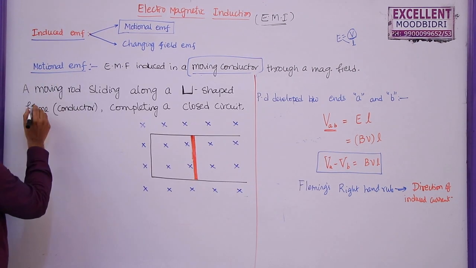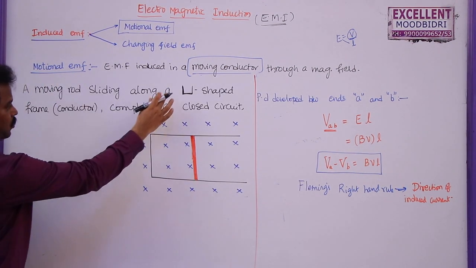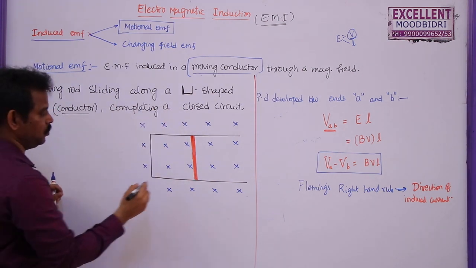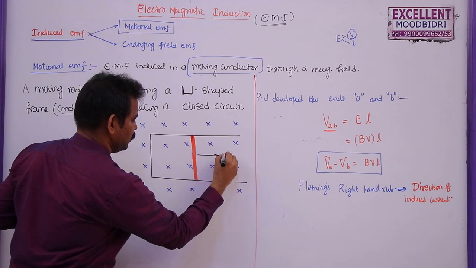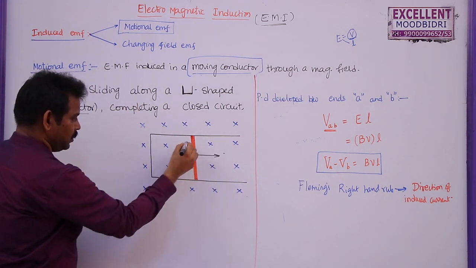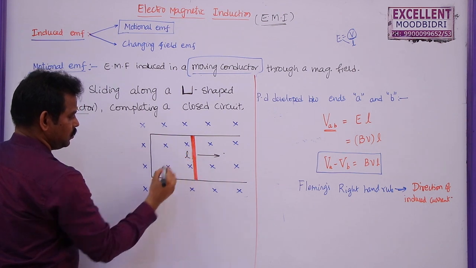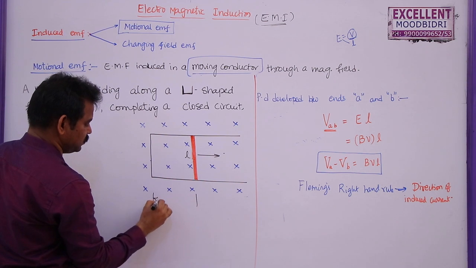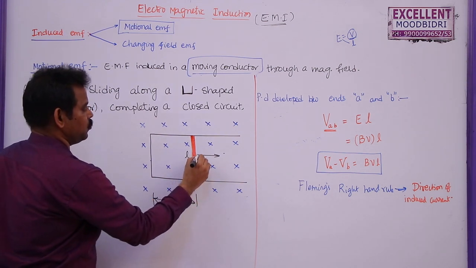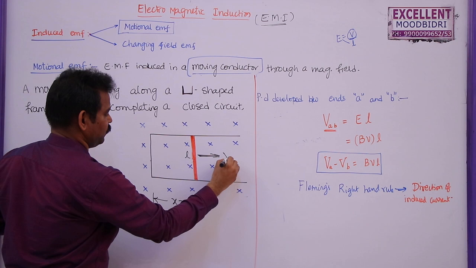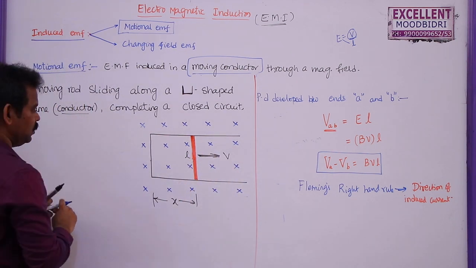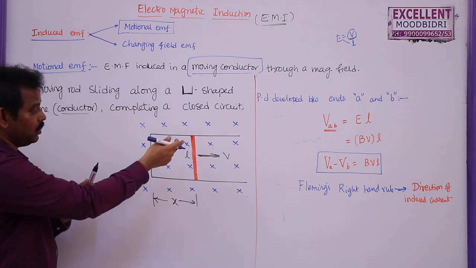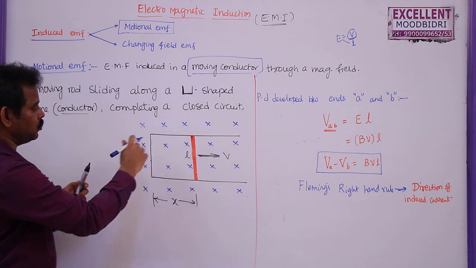Now, motional EMF: a moving rod sliding along a U-shaped frame or conductor, completing a closed circuit, let us say with some velocity. Let the length of this rod be L. Now the distance between this frame and this one is, let us say, X. If we move this rod with some velocity V, this is a closed circuit. So EMF will be induced here, and current also flows through it as it is a closed circuit.